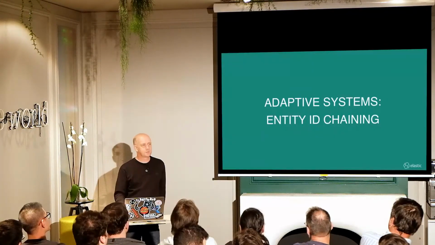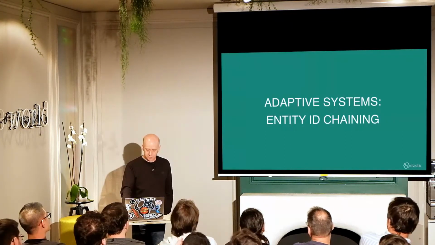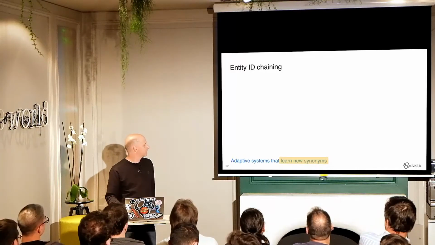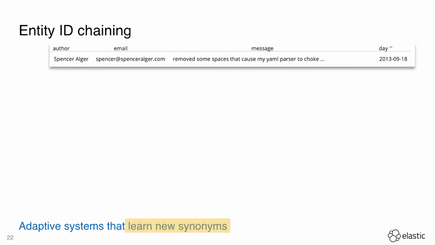There are more complex forms of entity IDs that I wanted to talk about. This is really drawing on some experiences that I had before I joined Elastic. We built systems to spot fraud and things where we didn't have what we would call strong IDs. And we used a system called entity ID chaining. And the way it works is like this. These sorts of systems are adaptive systems that learn new synonyms all the time. So they're forever re-educating themselves about which IDs people have.